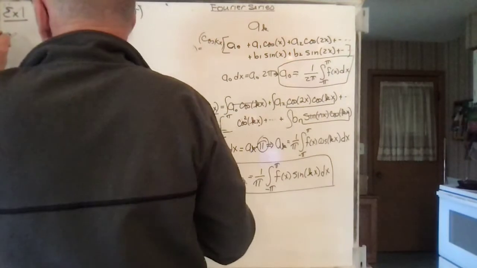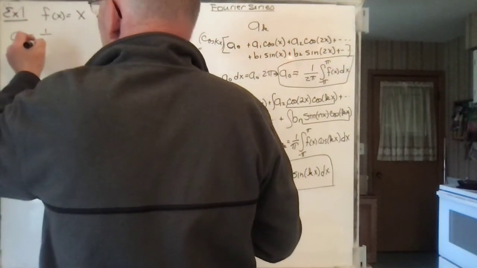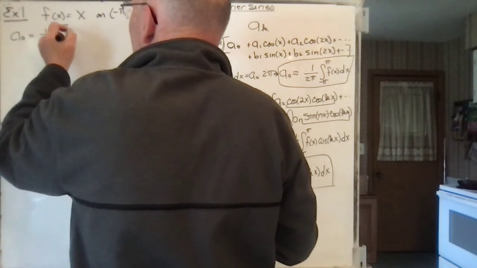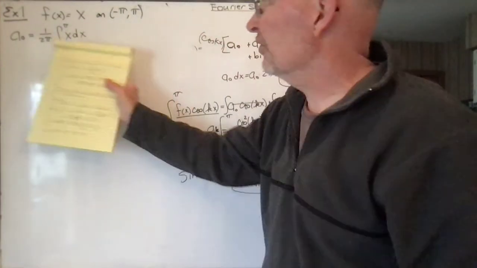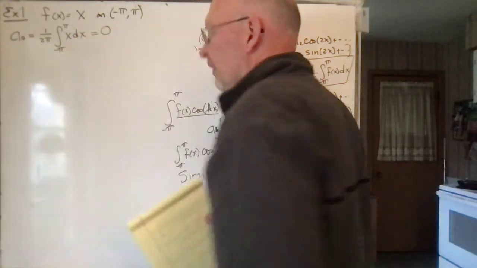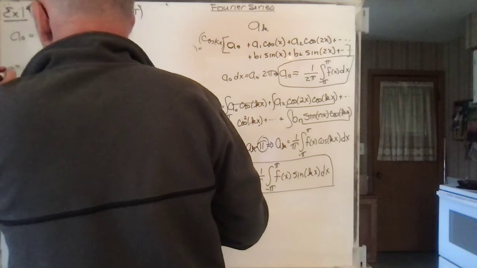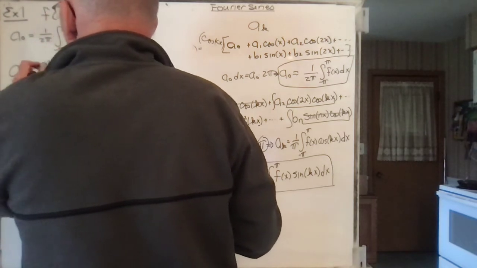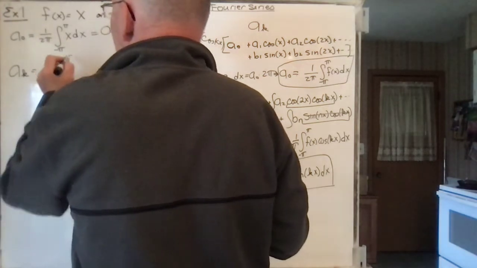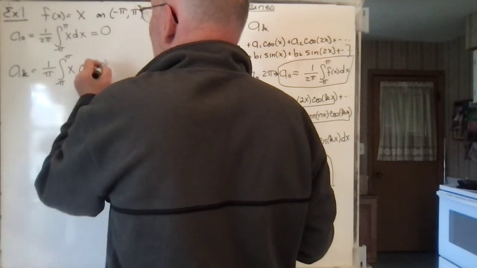So what's going to happen if we calculate all of these things? Well, here it is. A naught is equal to 1 over 2 pi times the integral of x from negative pi to pi dx. That's an odd function. An odd function on a symmetric interval is going to give you 0. If you take any of the other a sub k's, you're going to get 1 over pi times the integral from negative pi to pi of x cosine of kx dx.